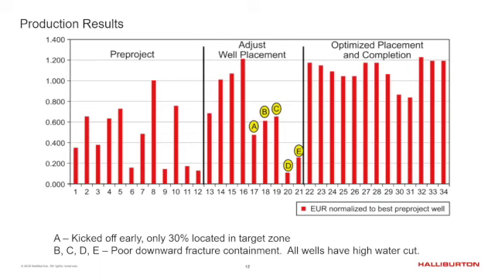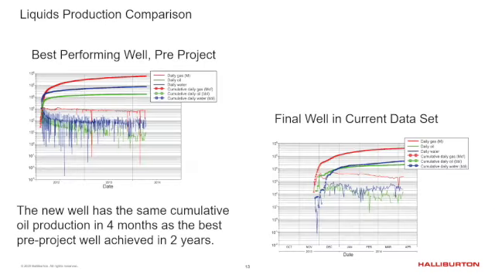And I guess what I did here is I threw this in just because the best pre-project well took 2 years to get to the same cume that our latest wells are getting to in 4 months in terms of oil. So we're dramatically improving the liquids productivity. So how did this all happen, right?